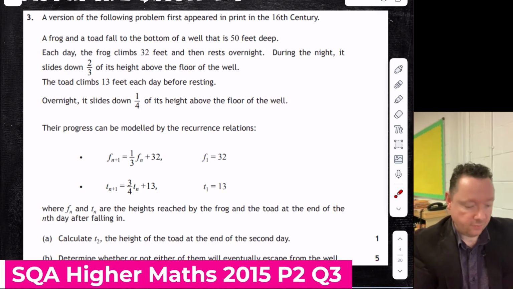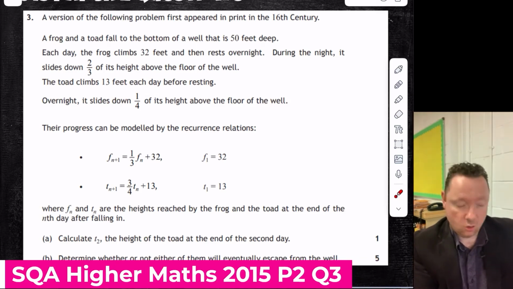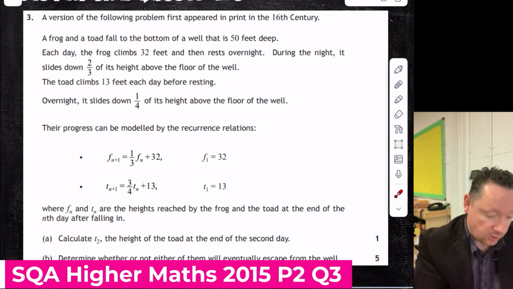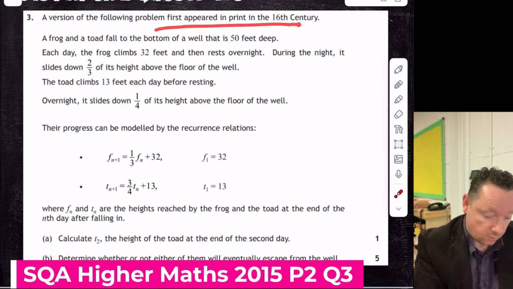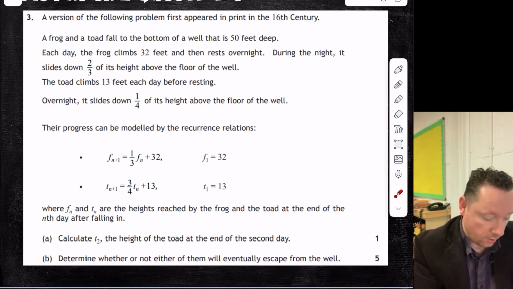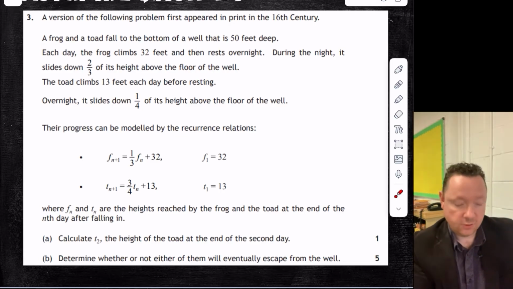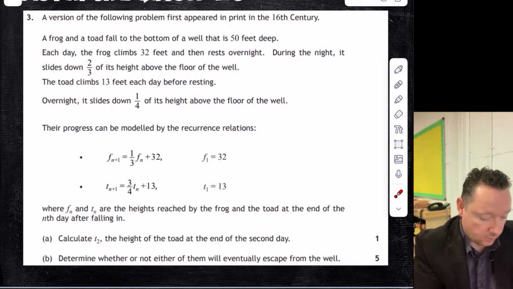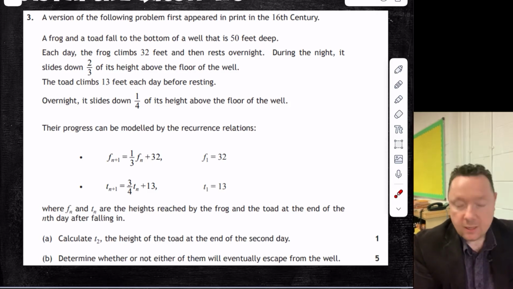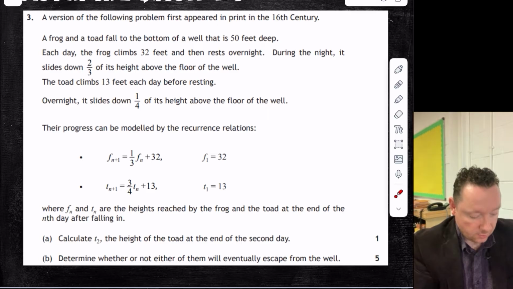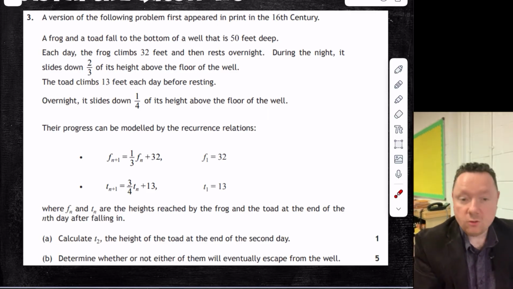Basically, Higher Maths 2015, paper 2, question 3 had this long one. This is a version of the following, which first appeared in print in the 16th century. Who cares? A frog and a toad at the bottom of a well 50 foot deep. Each day the frog climbs 32 foot, rests overnight. During the night it slides 2/3 of its height above the floor of the well. The toad climbs 13 foot before resting, then it slides 1/4 of its height. So we need to see what this question is asking us, but it gives us two recurrence relationships.